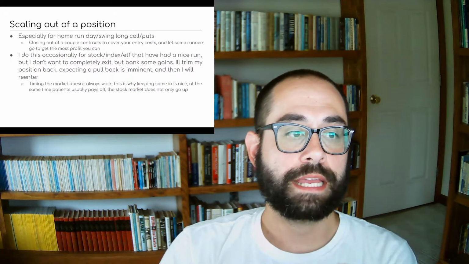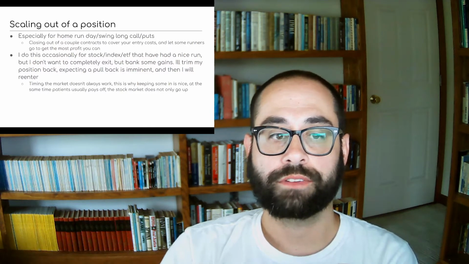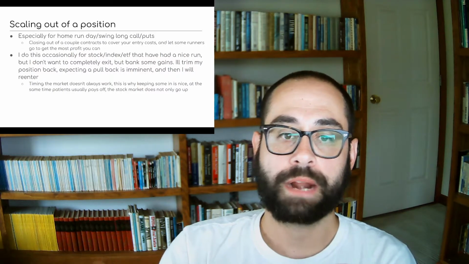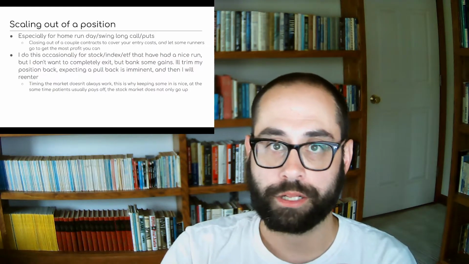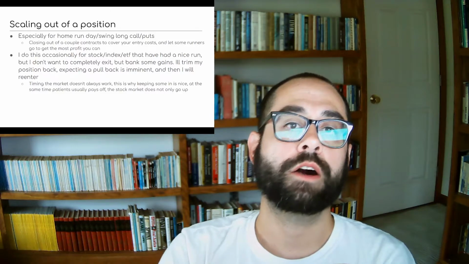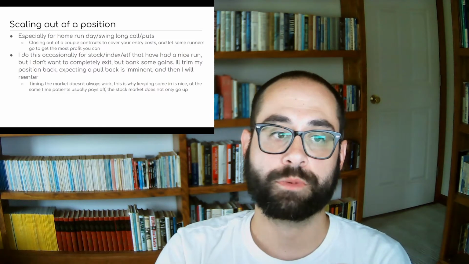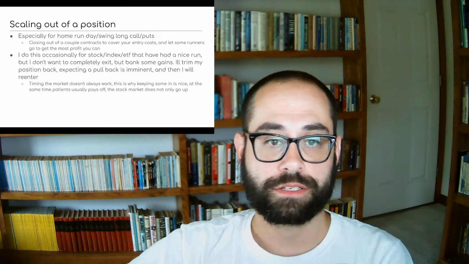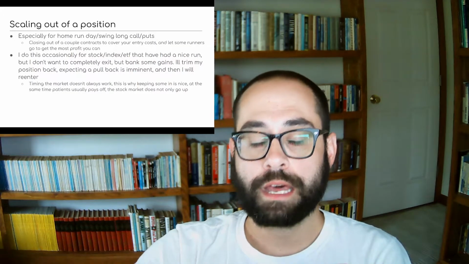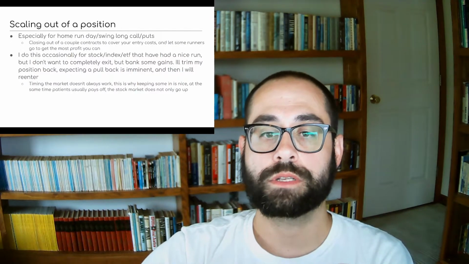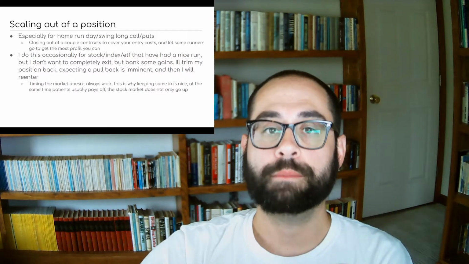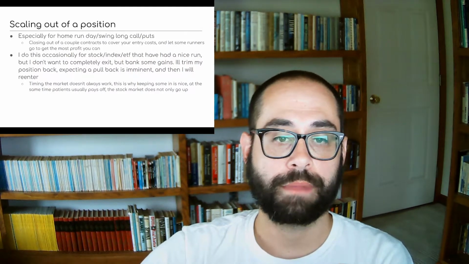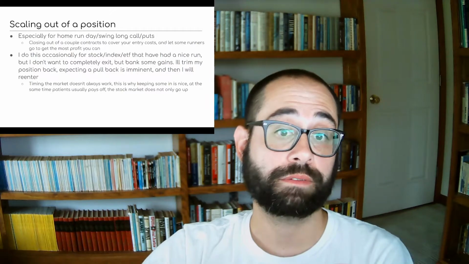So I do occasionally do this for stocks, indexes, ETFs that have had a nice run. So say there's a range, or maybe you're using Bollinger Bands or something like that, and you can tell sort of the upper band of that range, whether it's a horizontal range or even a slanted range. You can tell a lot of times when a stock is getting close to having a pullback. So I might trim back on my position. Say I have 100 shares of Apple. I might trim that back to only have 25 shares of Apple.